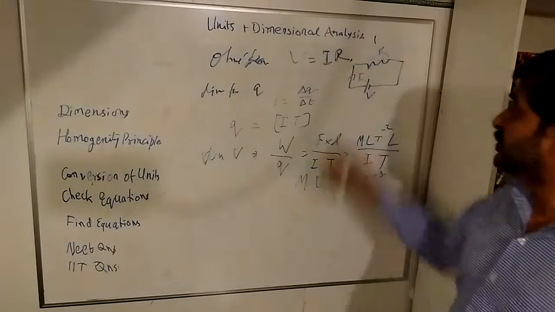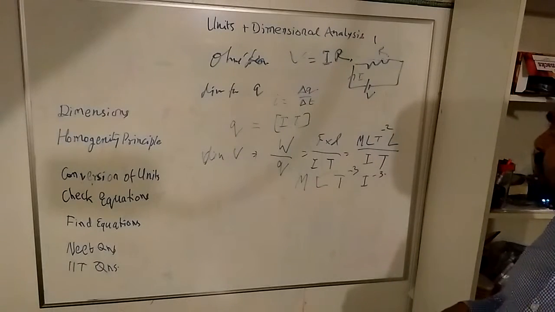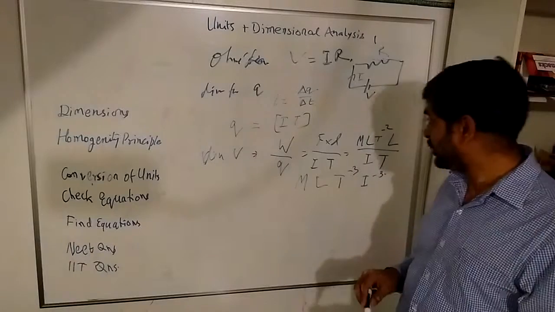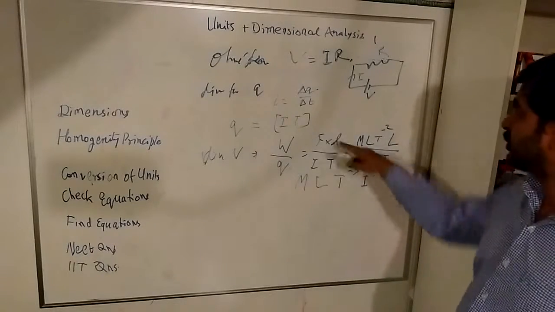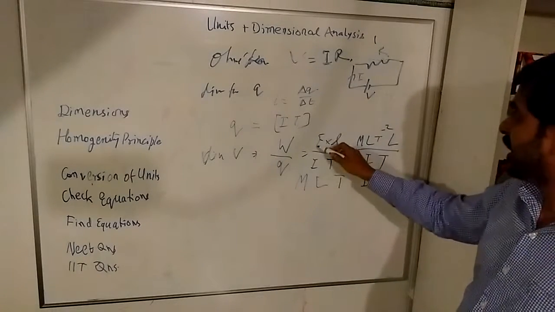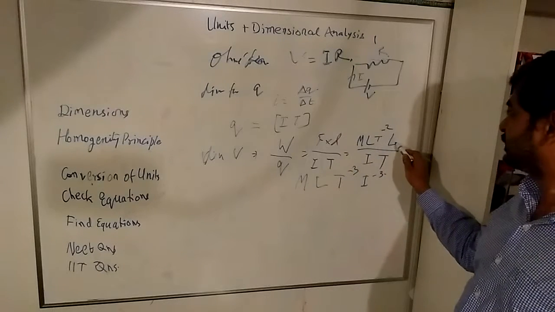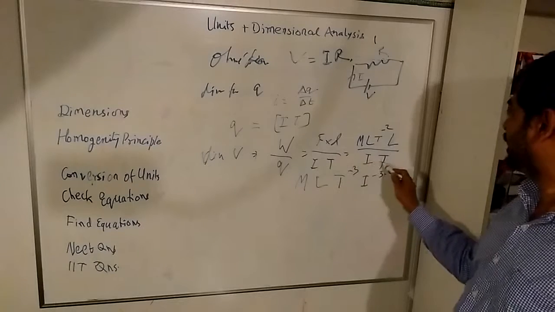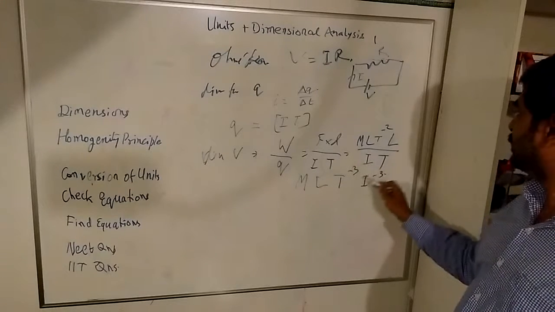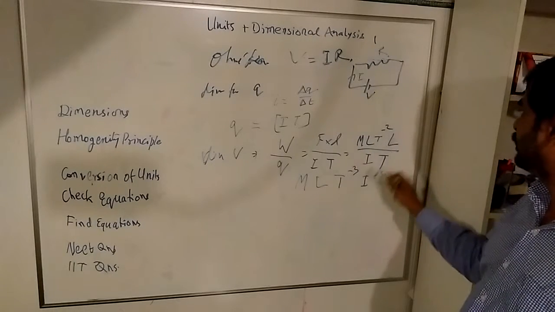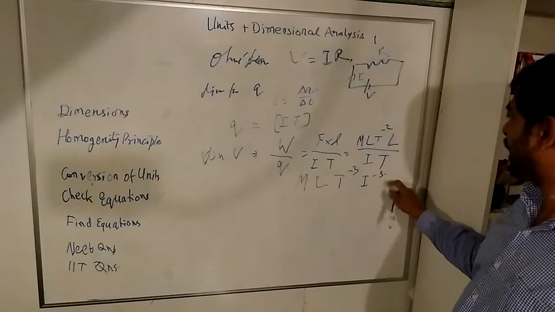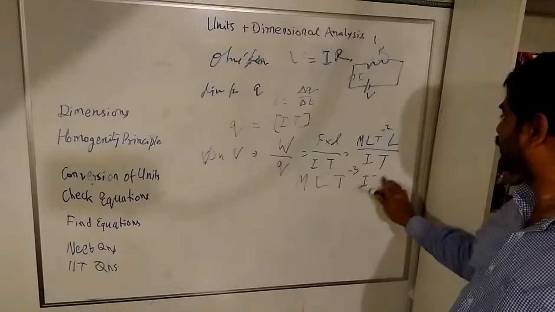So this is the dimensional formula of voltage. Let me check if this is correct or not, because based upon this we will check other things. F into D: force is M L T to the power minus 2, distance is L, divided by I into T, so M L square T to the power minus 3 into I to the power of minus 1.